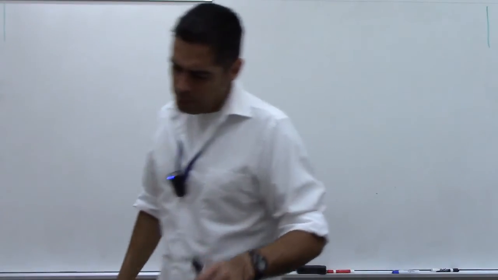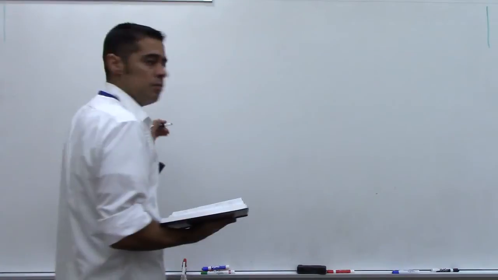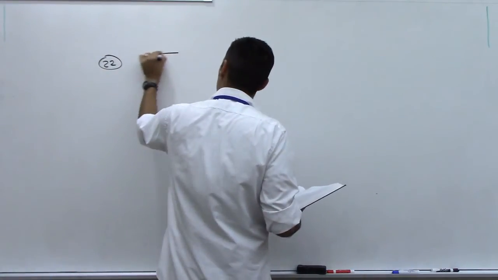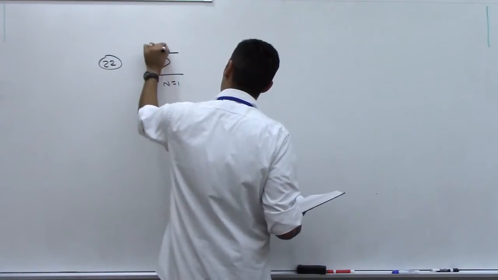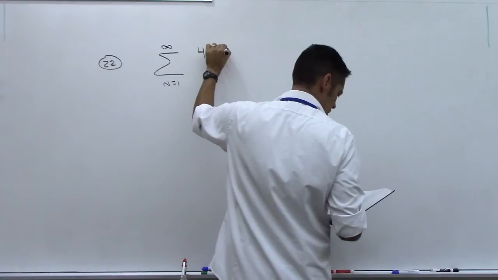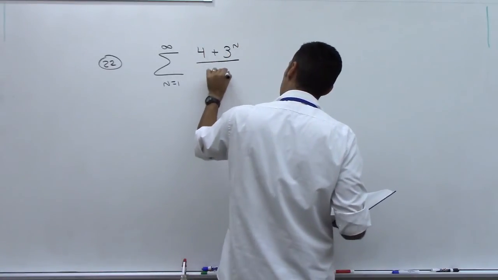All right, let's move on. Problem 22. Sum n equals 1 to infinity of 4 plus 3 to the n over 2 to the n.